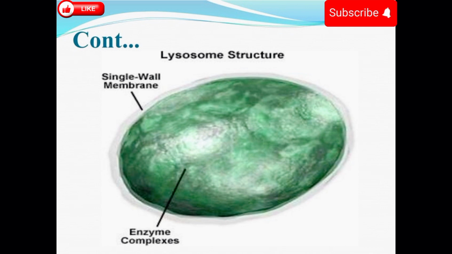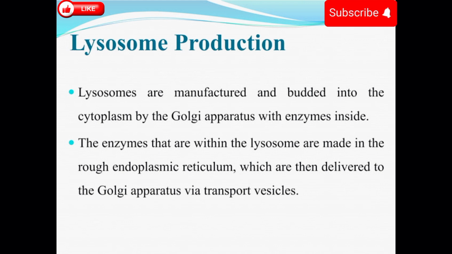This is the structure of a lysosome. The lysosome is an organelle present in the eukaryotic cell, bounded by a single membrane, and within the lysosome an enzyme complex is present. Lysosomes are manufactured and budded into the cytoplasm by the Golgi apparatus with enzymes inside. The enzymes within the lysosome are made in the rough endoplasmic reticulum, which are then delivered to the Golgi apparatus via transport vesicles.